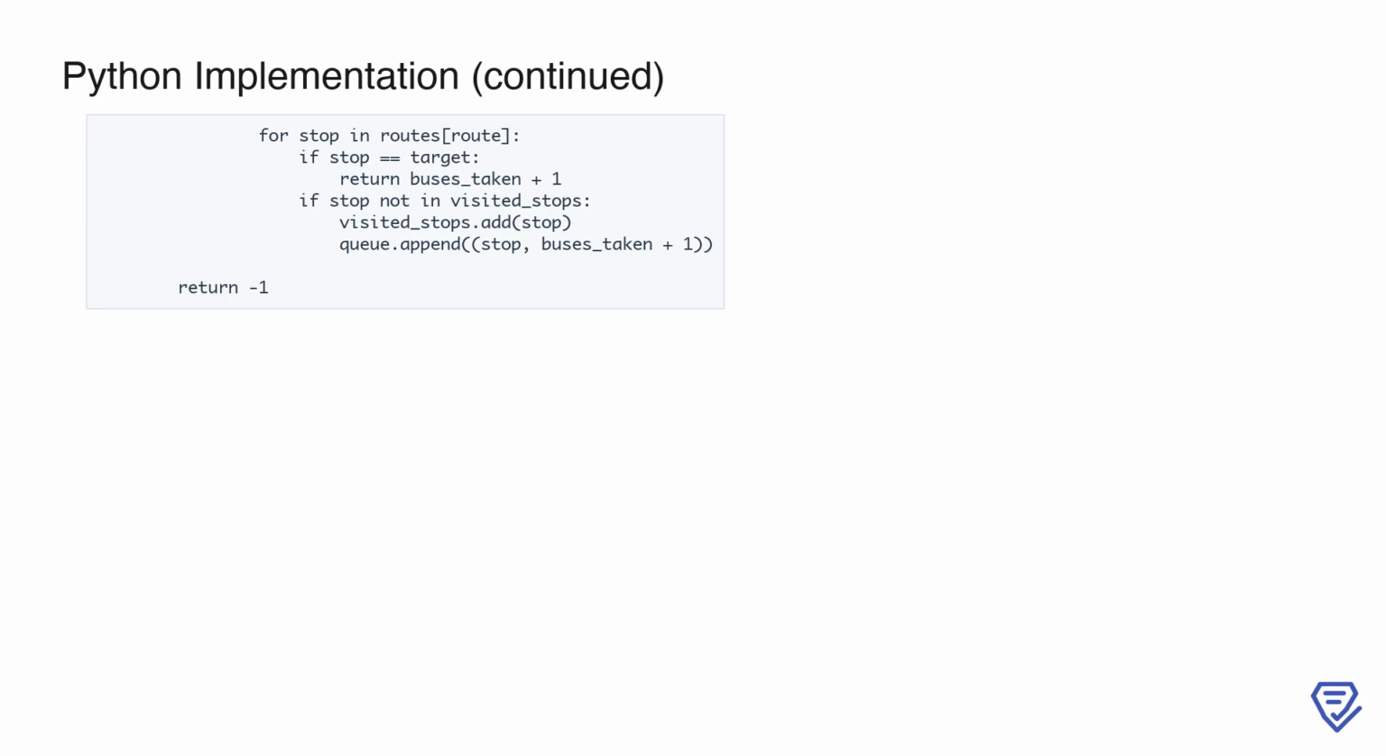Finally, if the queue becomes empty and we haven't returned a result, it means there's no way to reach the target stop, so we return -1 to indicate it's not possible to complete the journey.